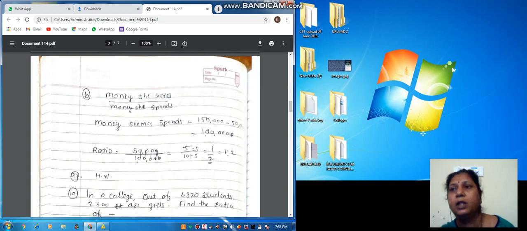Now we have to take the ratio. Okay, so 50,000 upon 1 lakh. So the zeros will be cancelled. It becomes 5 upon 10. So we will divide 5 upon 10 by 5. So 5 1s are 5, 5 2s are 10. That is 1 as to 2. Okay. So the 9th example, once again it is homework. So let's see.